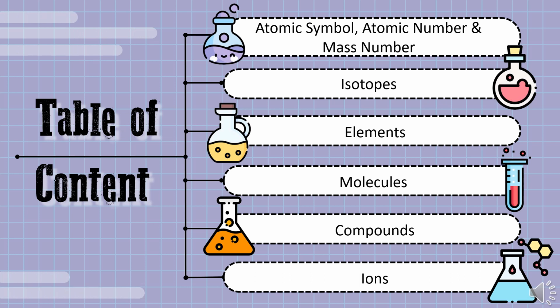So here is my table of content that I would like to present in this chapter. First, we have atomic symbol, atomic number, and mass number. Second, isotopes. Third is elements. Fourth is molecules. And lastly is compounds and ions.